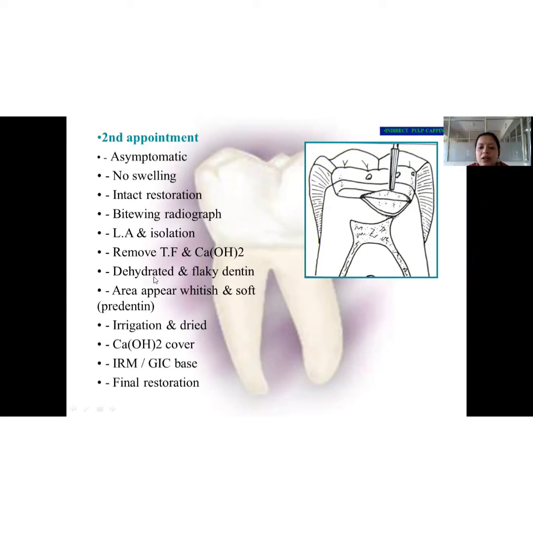A layer of dehydrated flaky dentin is seen, and the area that is whitish and soft is pre-dentin. We irrigate it, we dry it. Again, we cover it with calcium hydroxide and we place the GIC as a base and final restoration.